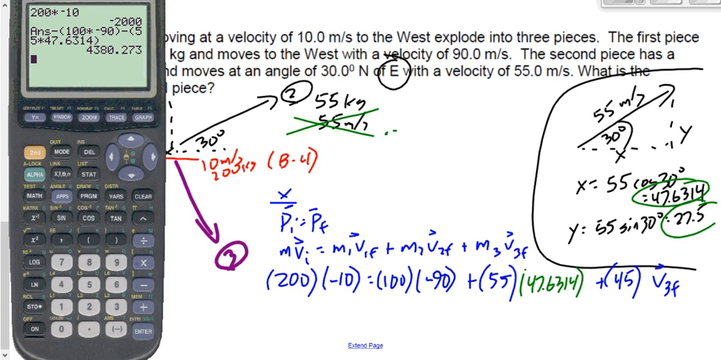That's going to give us everything on the left side now. Divide that by 45 to get rid of what is attached to the V3. And I get 97.3394.